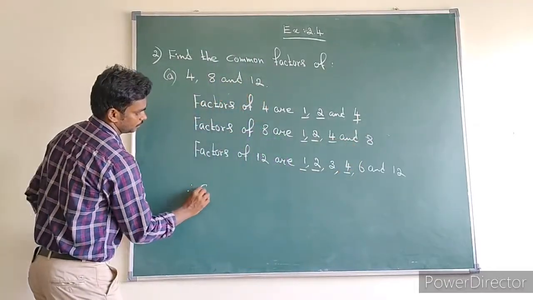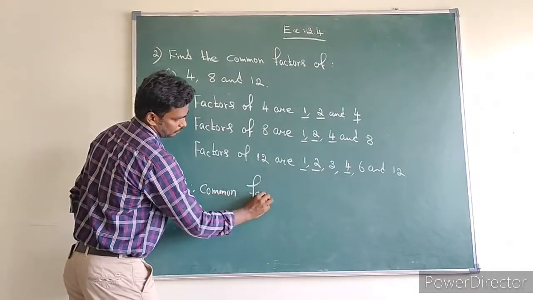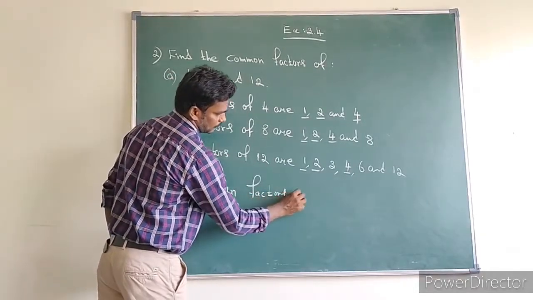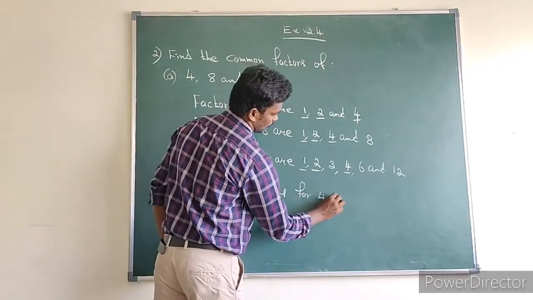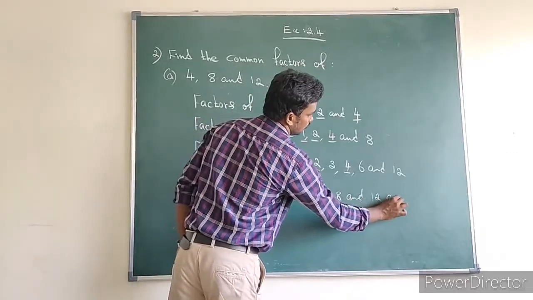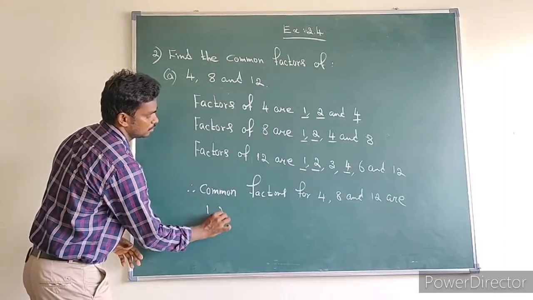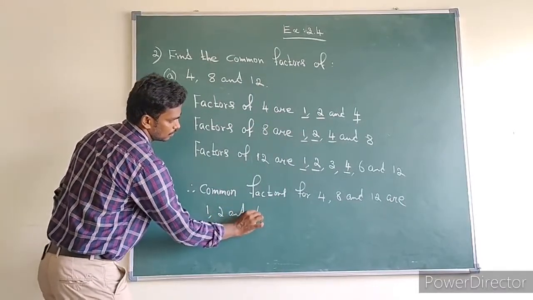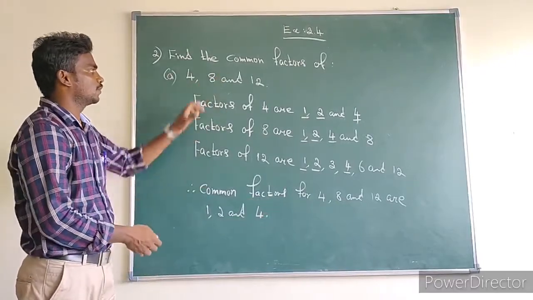Therefore, what are the common factors of 4, 8 and 12? 1, 2 and 4. So how to find this? Find the common factors for 4, 8 and 12.